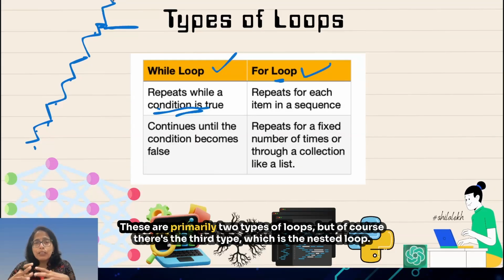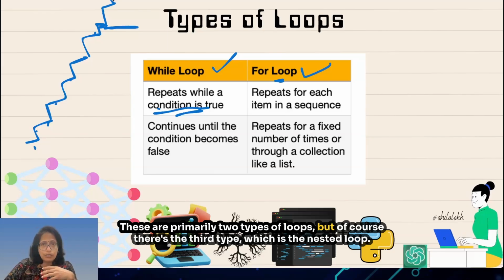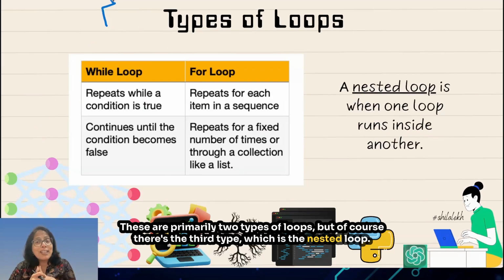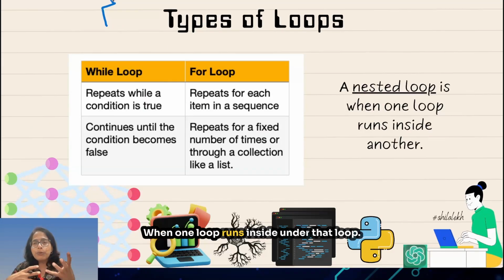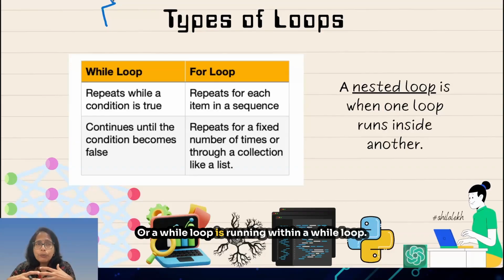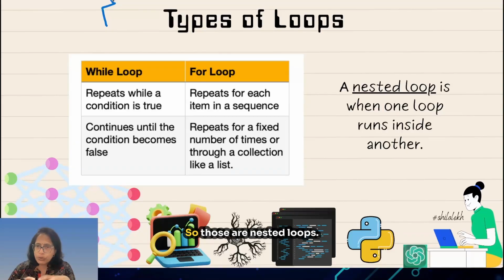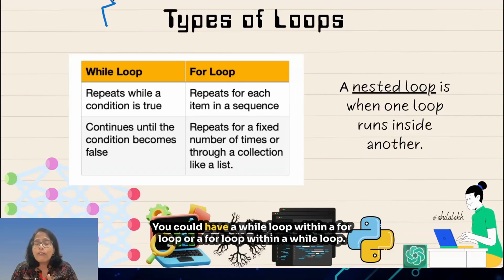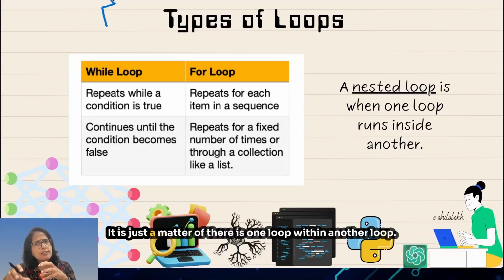So these are primarily two types of loops, but of course there is a third type which is a nested loop, when one loop runs inside another loop. So this could be a for loop running within a for loop, or a while loop running within a while loop. So those are nested loops. You could have a while loop within a for loop or a for loop within a while loop. It is just a matter of there being one loop within another loop.